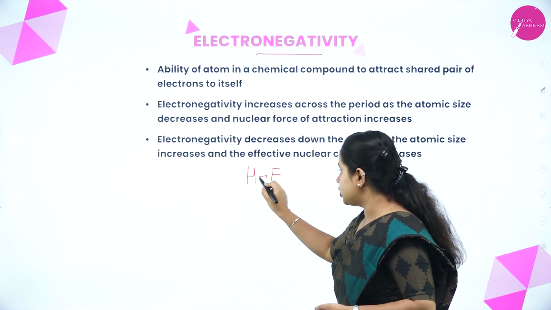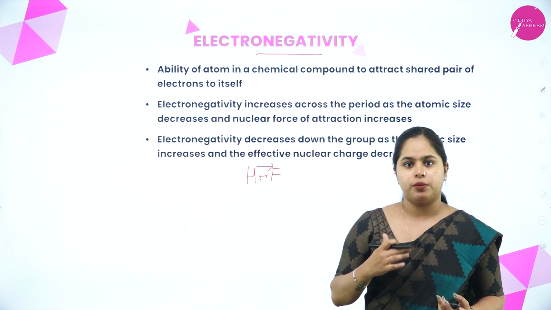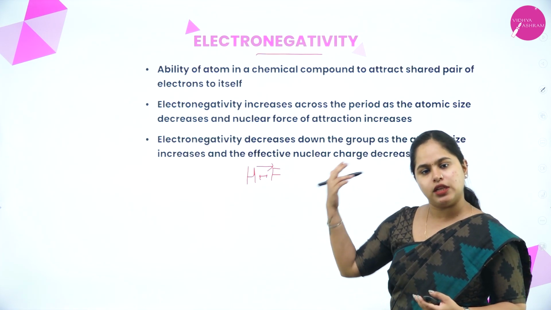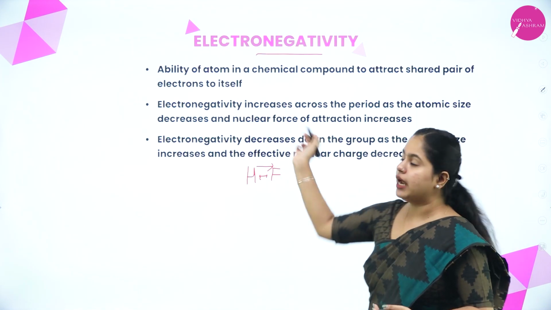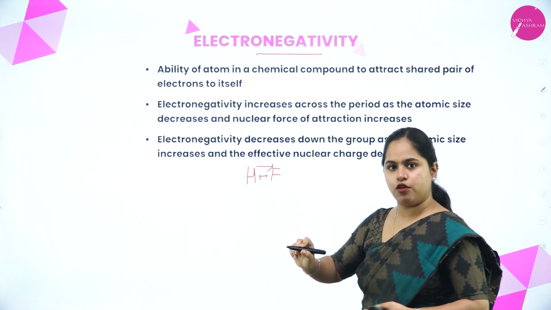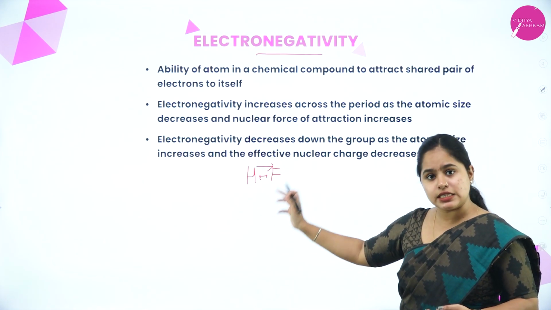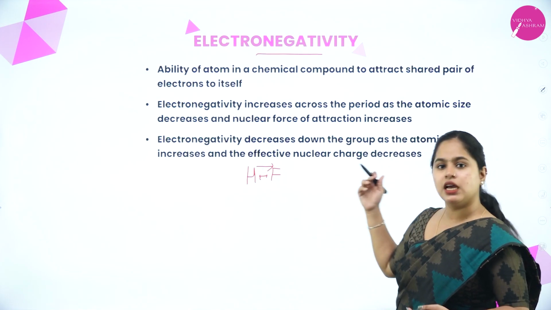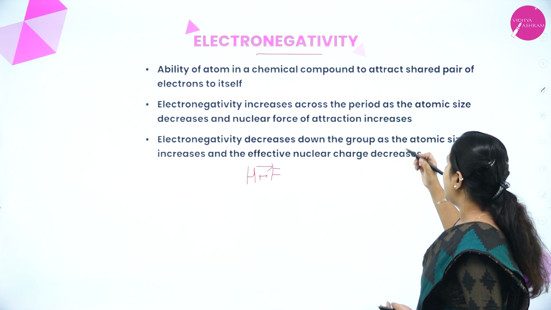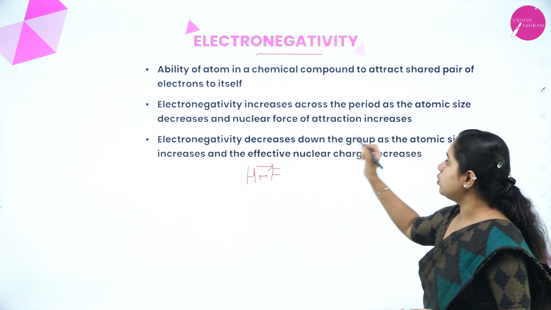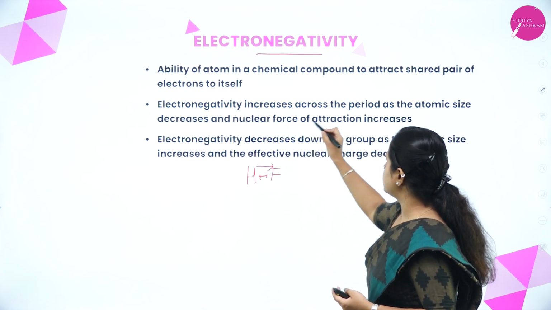So this shared pair of electrons will be a little more attracted towards fluorine because it is more electronegative. That is about electronegativity. It is the ability of an atom in a chemical compound to attract the shared pair of electrons towards itself. The shared pair is attracted towards fluorine based on the electronegativity difference. Clear? Now, electronegativity increases across the period as the atomic size decreases and the nuclear force of attraction increases. Now, the trend in electronegativity across the period we are saying.